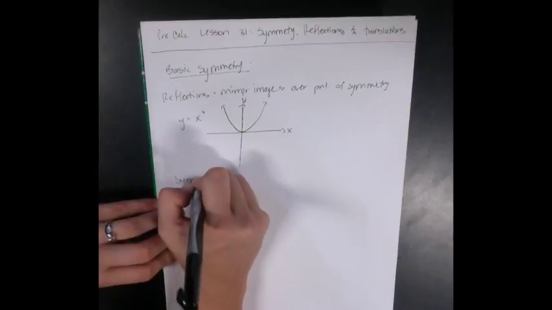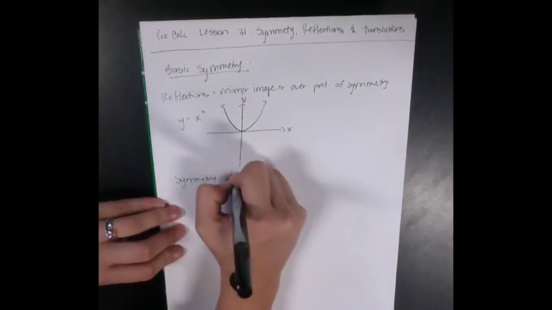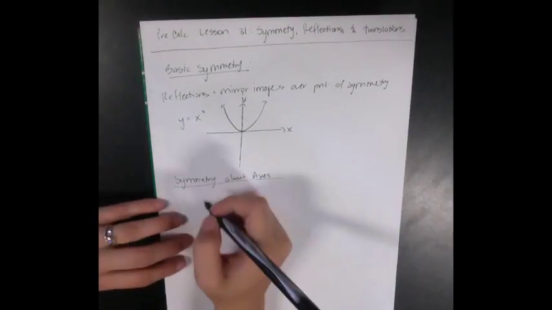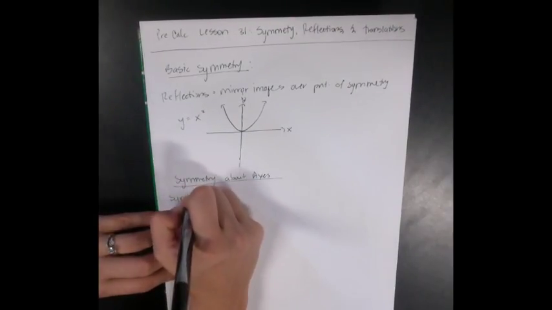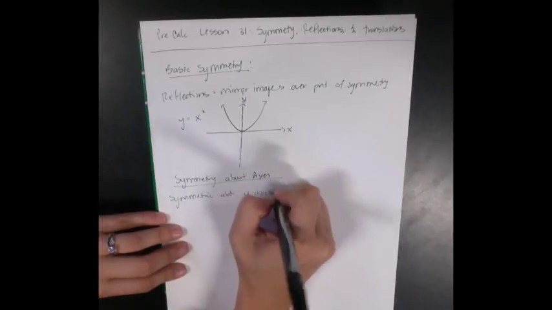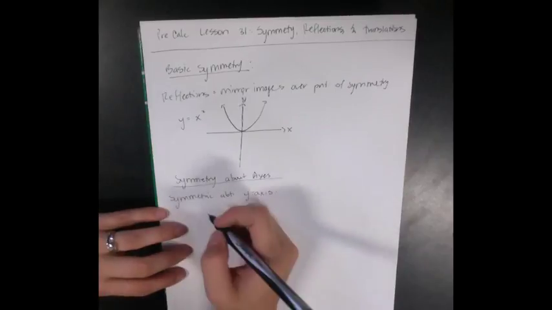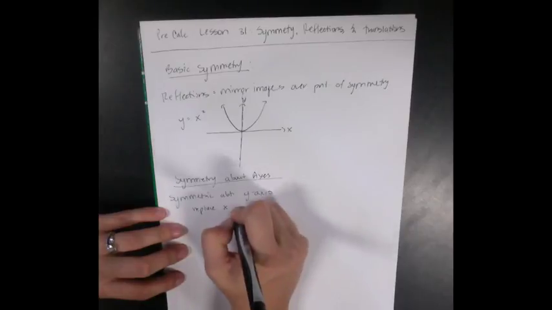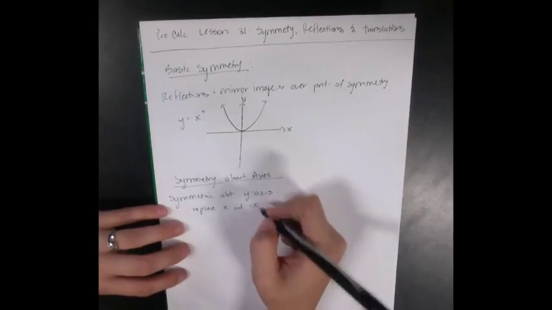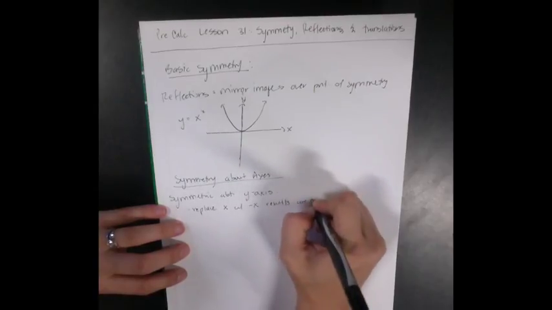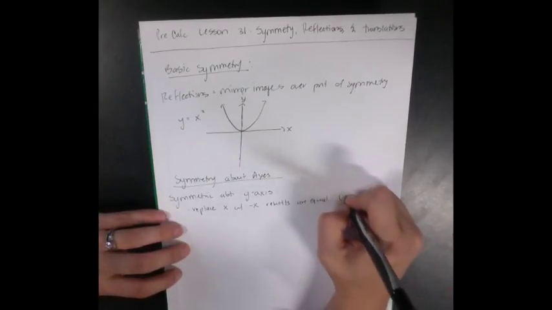Now, there is different symmetry. We can have symmetries about axes, our x-axis and our y-axis. Symmetric about the y-axis means if we replace x with negative x, the results are equal. We're going to later call this an even function.